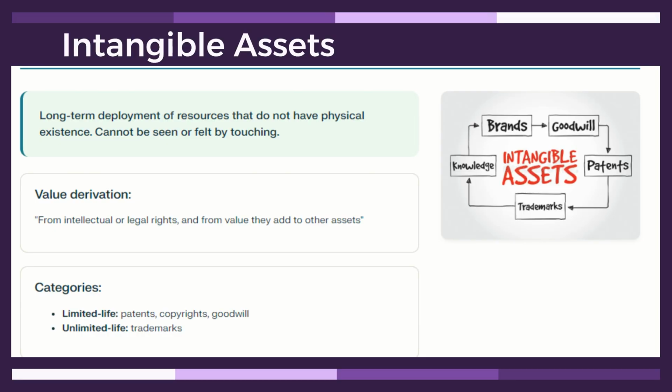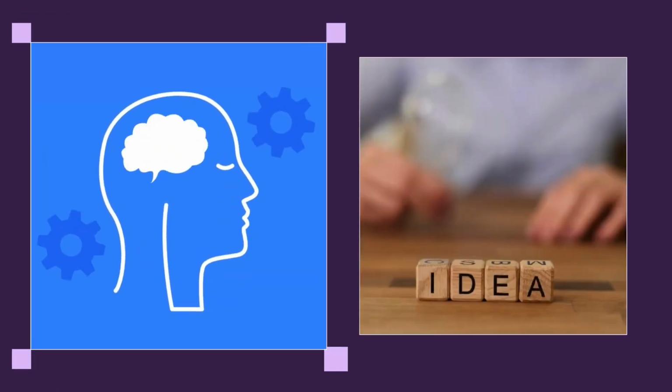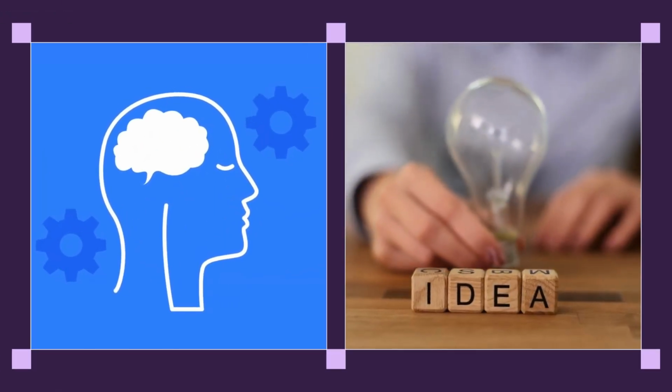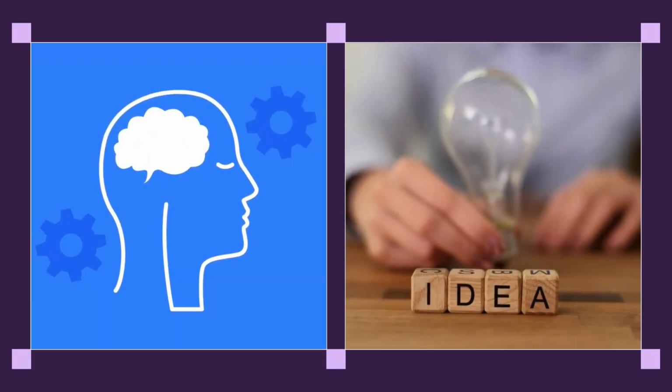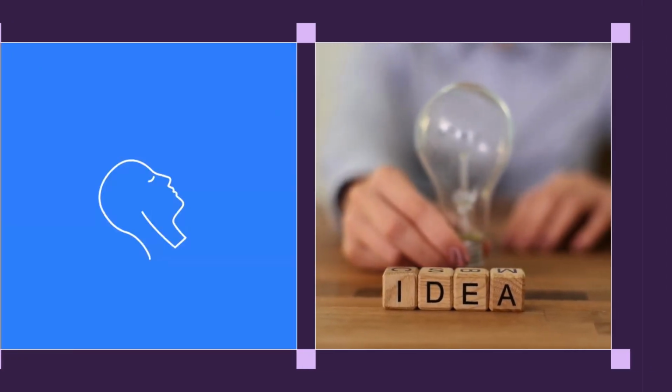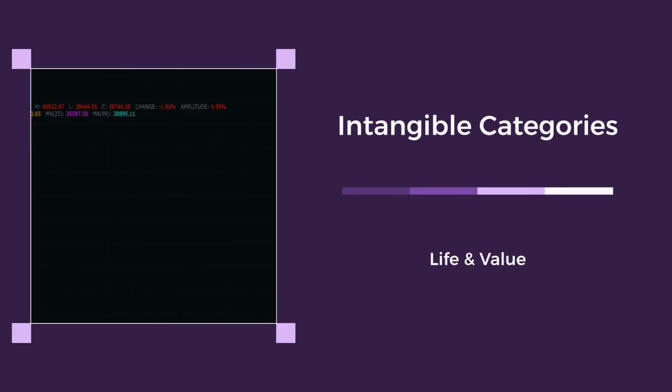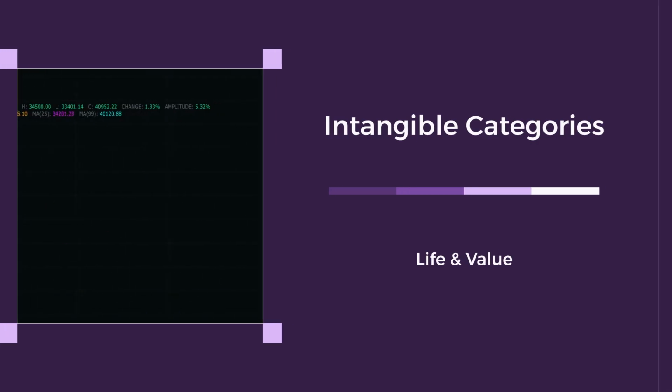Next, we delve into intangible assets. These are assets that lack physical substance, but hold significant value for a company. They represent rights, privileges, or competitive advantages. The value of intangible assets is derived from their potential to generate future economic benefits. This can include anything from brand recognition to technological innovation. Intangible assets can be categorized as limited life, like patents that expire, or unlimited life, such as trademarks, which can last indefinitely. Each has different accounting treatments.